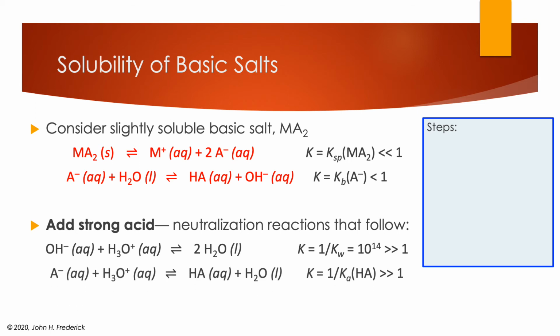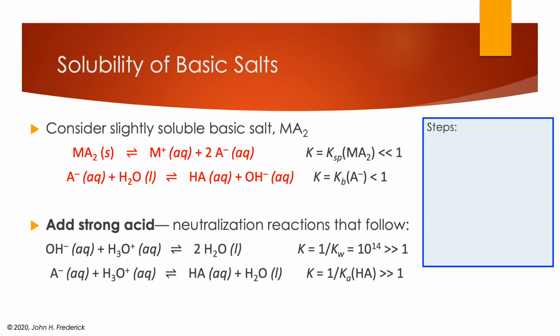But we're also going to have some of this reaction happening, where the hydronium ion is going to scavenge the A- ions that are in solution to form undissociated weak acid and water. And again, we know that this is going to be much greater than 1 because this is the inverse of the Ka reaction, so this equilibrium is going to be 1 over that Ka. We know the Ka is much less than 1, so 1 over that is going to be something much greater than 1. So again, this reaction strongly favors the right-hand side.